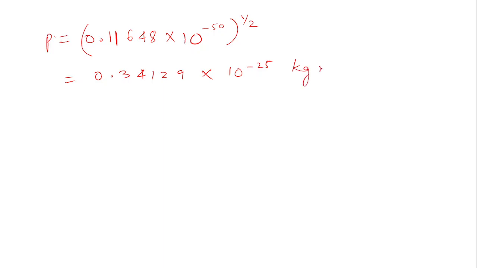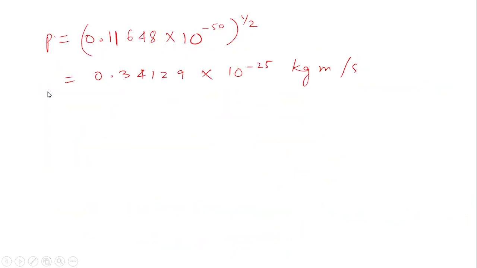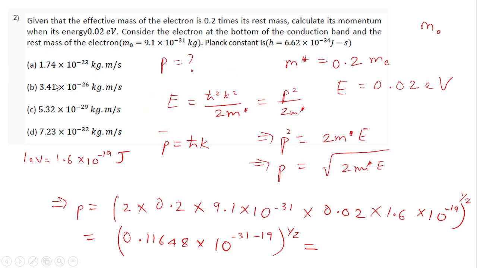Momentum means kg meter per second, right? And answer here is, after 1 decimal we need to shift this. That means this will become 3.41, and if I just keep it to 2 decimal digits, 10 to the power minus 26 kg meter per second. So the answer is 3.41 times 10 to the power minus 26 kg meter per second. This is the correct answer.